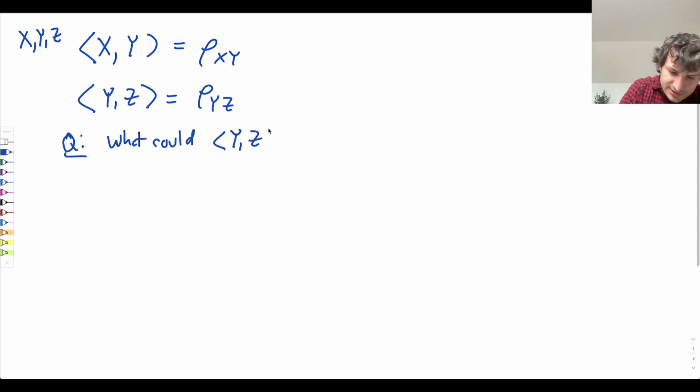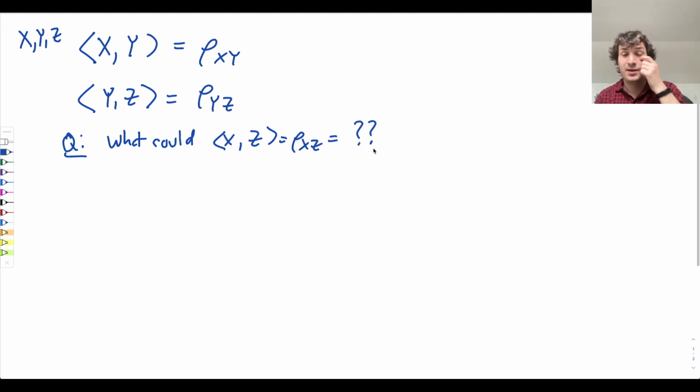And the question, what could the inner product of Y and Z be, which I'm going to call rho of Y, Z. No, not rho of Y, Z. Rho of X, Z. What could that be? X, Z equals question mark. What is possible? What are the minimum and maximum values? And again, these are vectors, so you can draw them.